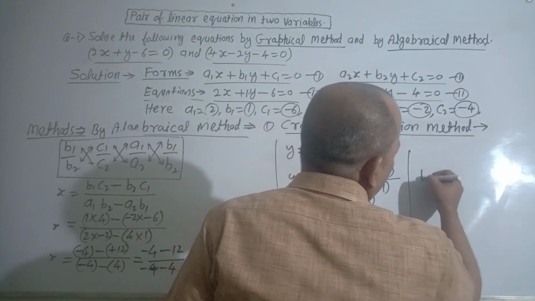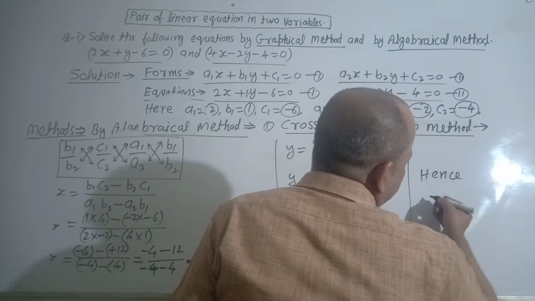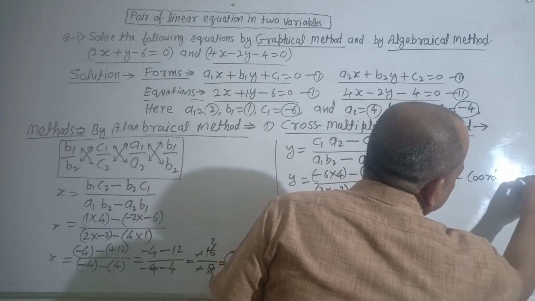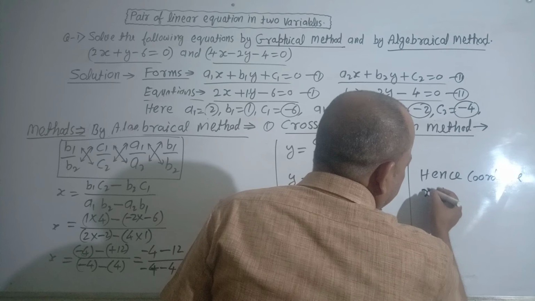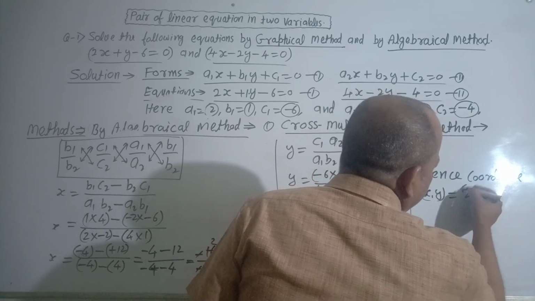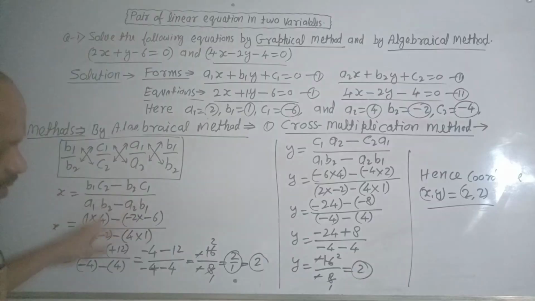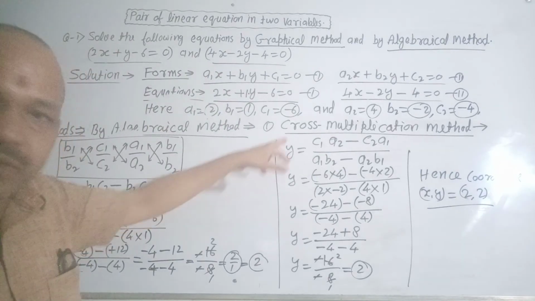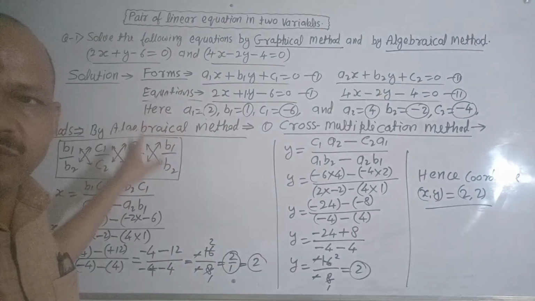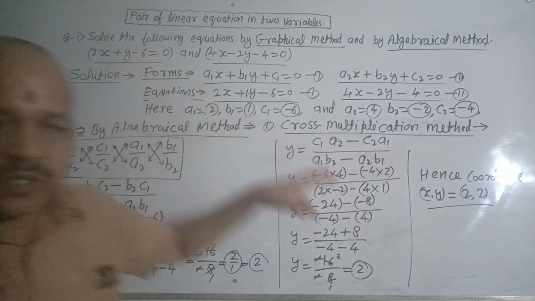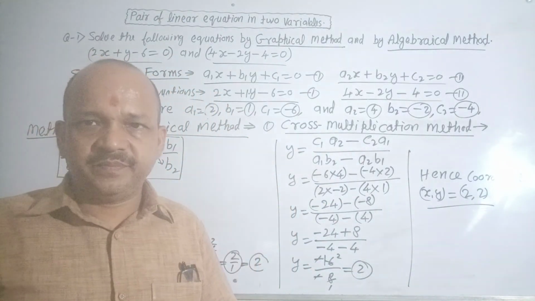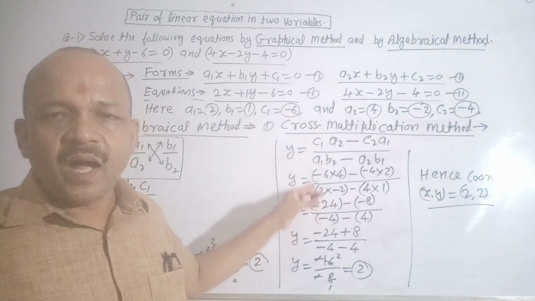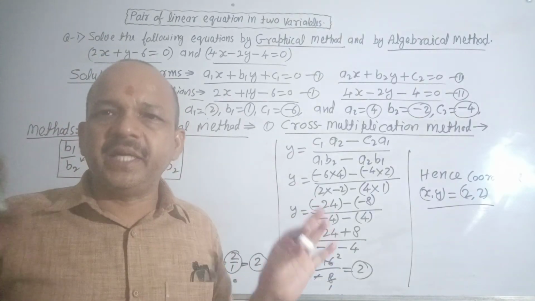Hence coordinate x, y equal to 2 and 2. You solve your question by cross multiplication method. Cross multiplication method is clear, no confusion about it. Very good. In this way you can solve any question very easily. Cross multiplication method, elimination method, substitution method and graphical method all are very easy.